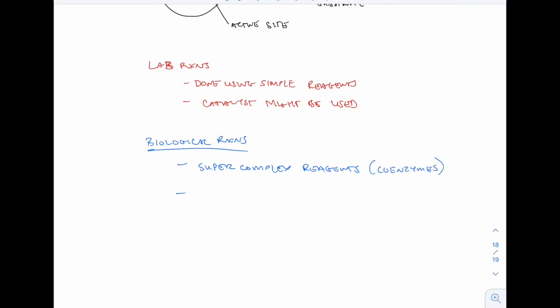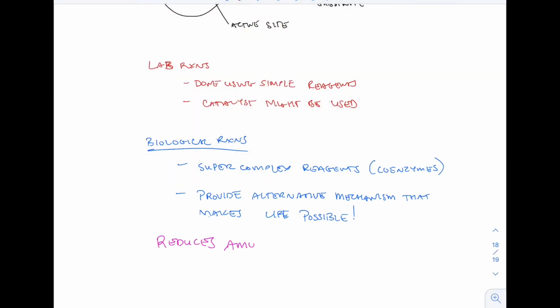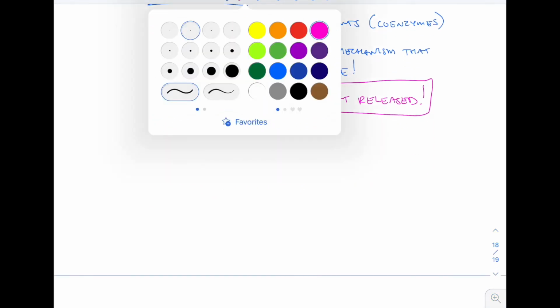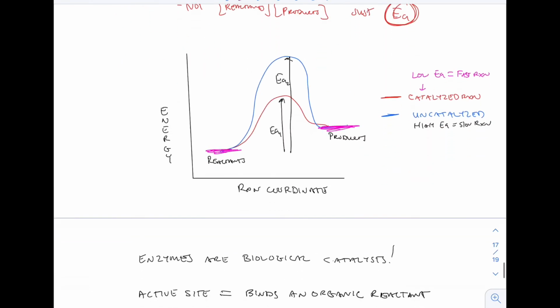And obviously the body is super complex, and we try and reproduce it in a lab, but I don't know, it's really difficult. And so the biological reactions provide alternative mechanisms that make life possible, right? And why that is the case is because they reduce the amount of energy or heat that is released in a given reaction. It also reduces the amount of heat that is required for a reaction to move forward.